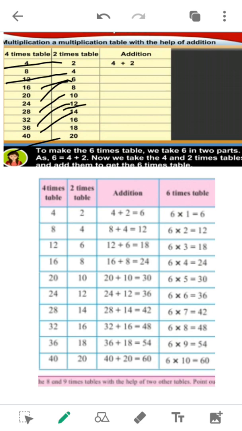2 ones are 2, 2 twos are 4, 2 threes are 6, 2 fours are 8, 2 fives are 10, 2 sixes are 12, 2 sevens are 14, 2 eights are 16, 2 nines are 18, and 2 tens are 20. So if you add the 4 and 2 times tables, you will get the 6 times table. Okay, add them. First, 4 plus 2 is equal to 6.